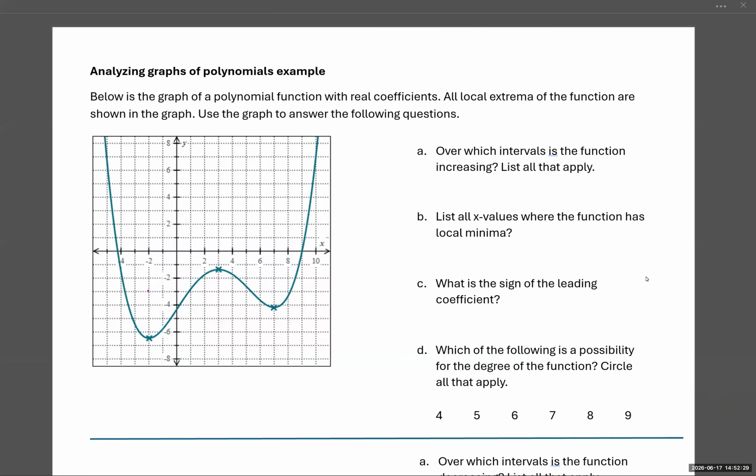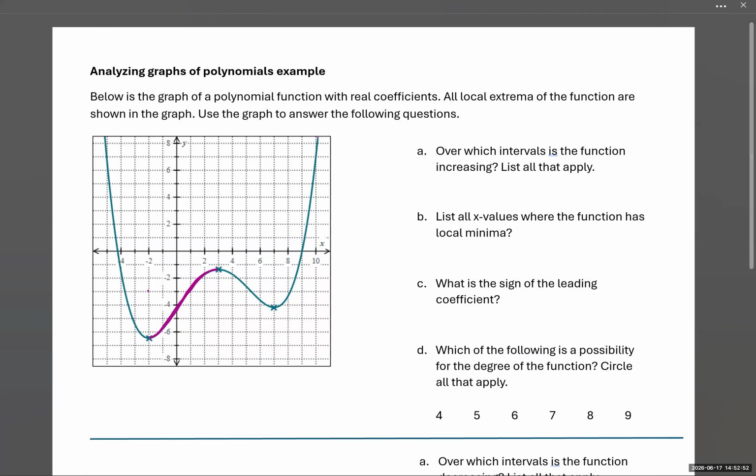In this example, we're going to answer a series of questions about a polynomial function that we have given as a graph. Part A asks over which intervals is the function increasing, and we need to list all of the ones that are shown on the graph. So the first interval of increase is this one right here.